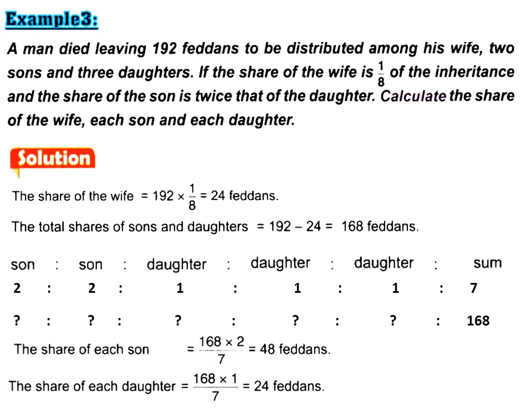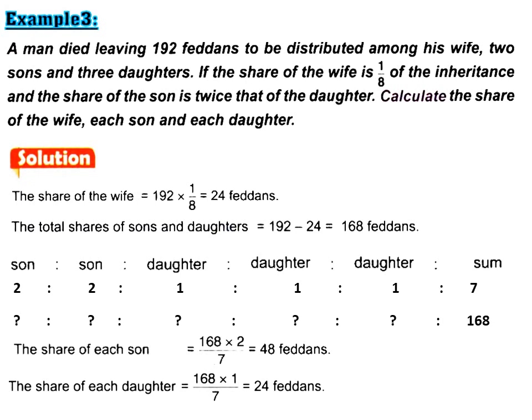As we know, the share of the son is twice the share of the daughter. So the son will take 2 parts and the daughter will take 1 part. I will put under the ratio: the first son 2, the second son 2, and each daughter 1. The sum of this ratio equals 7, and I will put the total shares of sons and daughters, 168, under the term of sum.